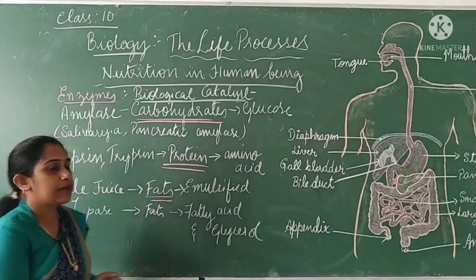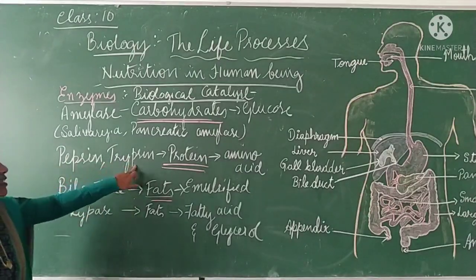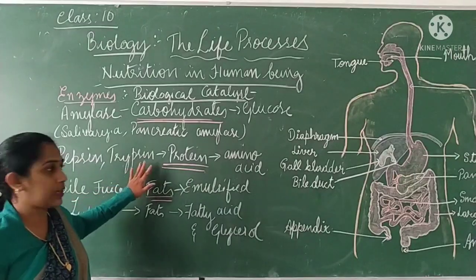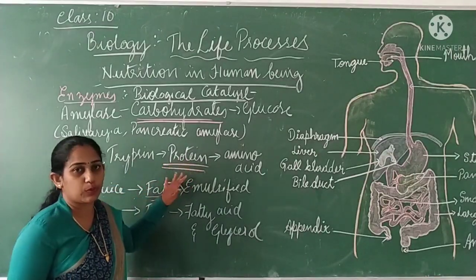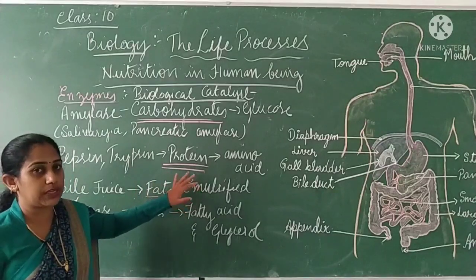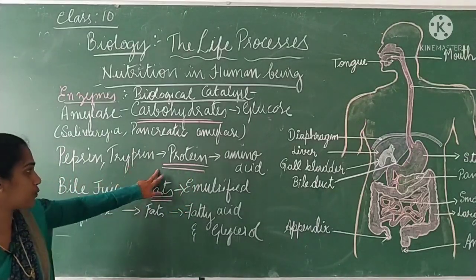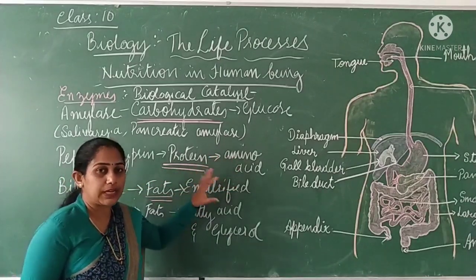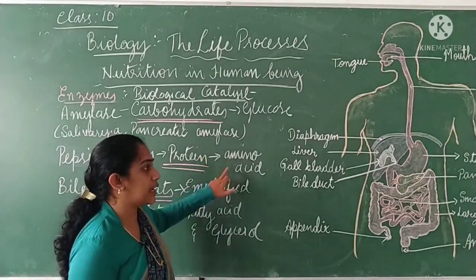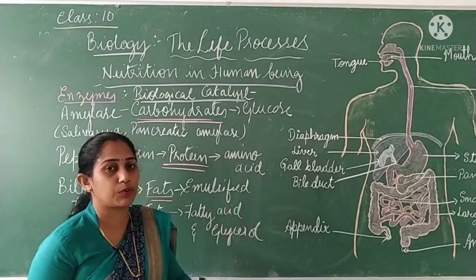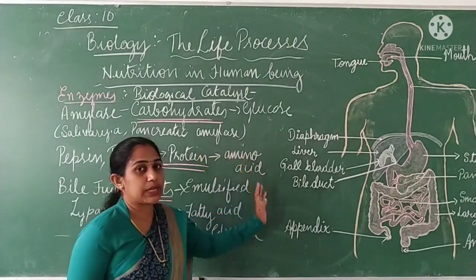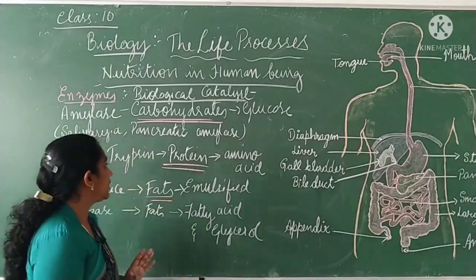So we have other enzymes called pepsin and trypsin. Pepsin and trypsin help to break down a component of the food called protein. So it acts on protein, and finally the protein will be broken down into its simplest form, called amino acid. The simplest form of protein is amino acid, which can be easily absorbed by our blood cells.